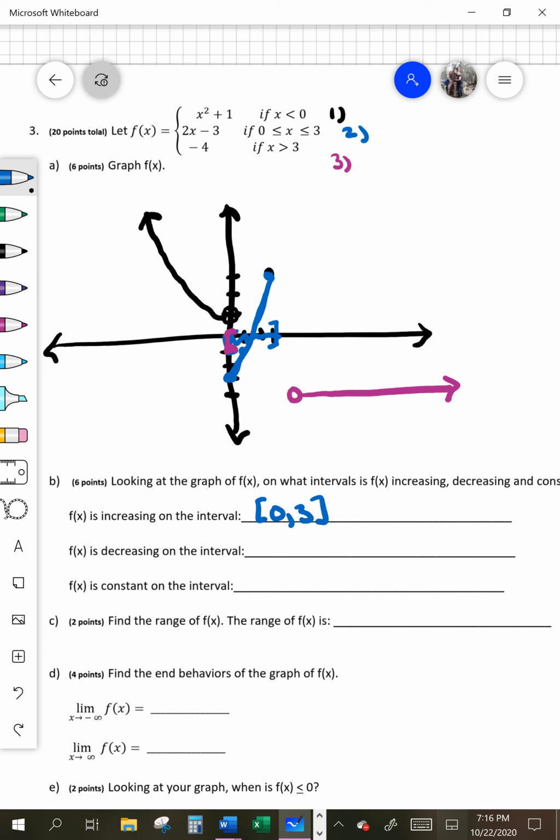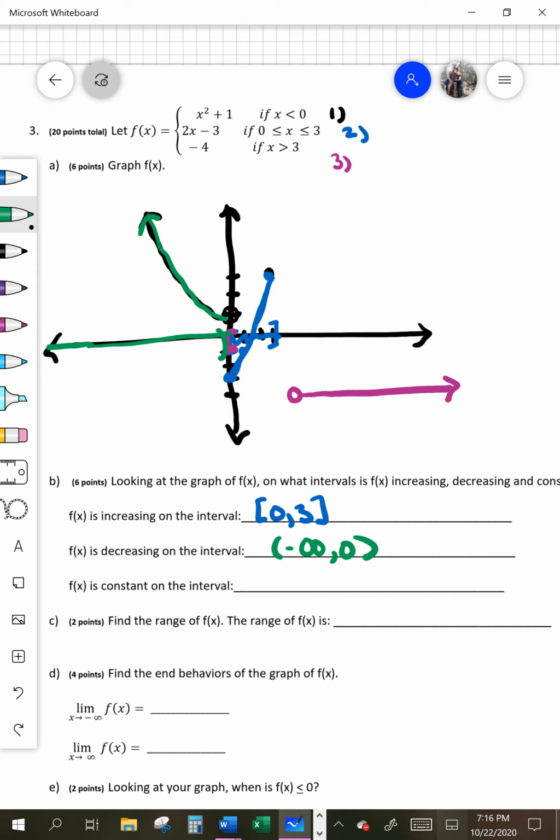Give yourself full credit if you use parentheses here, I'm okay with that. Decreasing, going down from left to right, we're decreasing from negative infinity, because it's coming down forever. So we hit 0. This is an open circle, so we're not including 0 there. So negative infinity to 0.